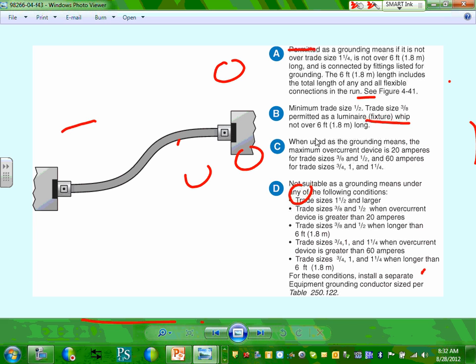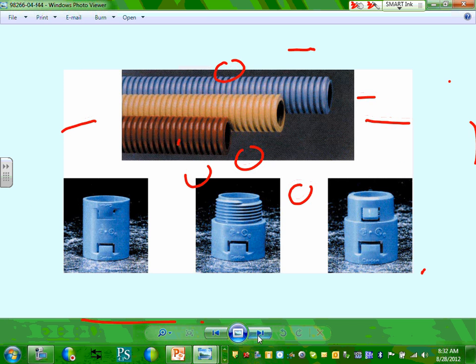Typically for lighting fixtures that don't have vibration. But if you have a machine that vibrates, a lot of machines, then you have to pull an equipment grounding conductor through the flex or liquid tight flex, inside or outside. So that's basically where the sizes come in, getting into these.